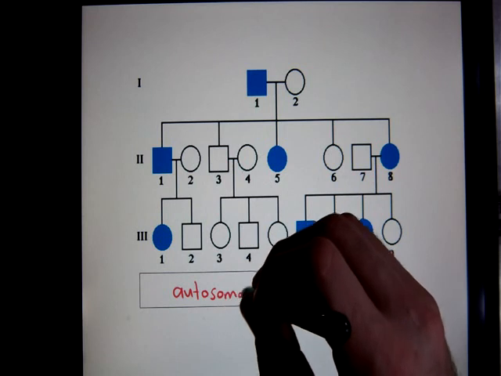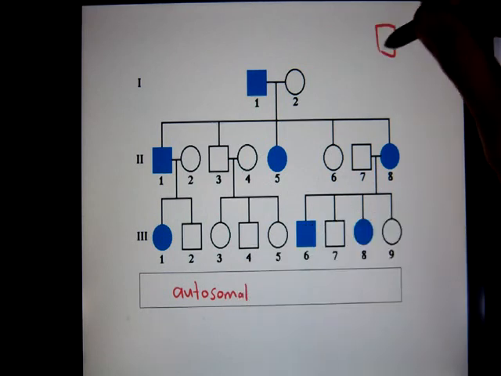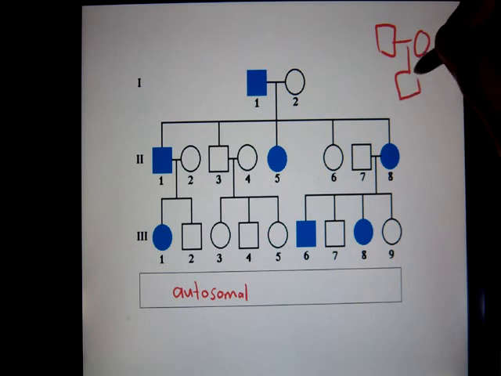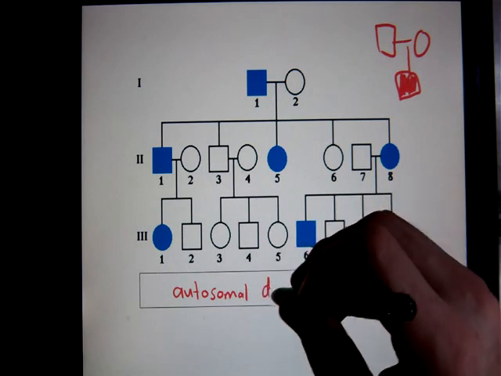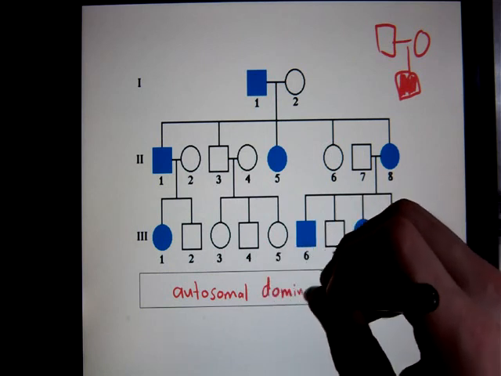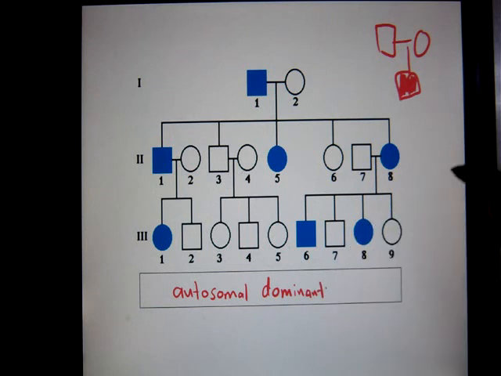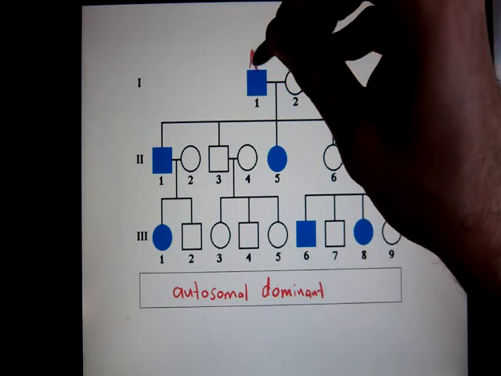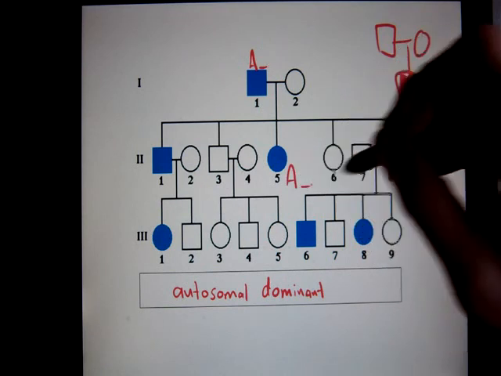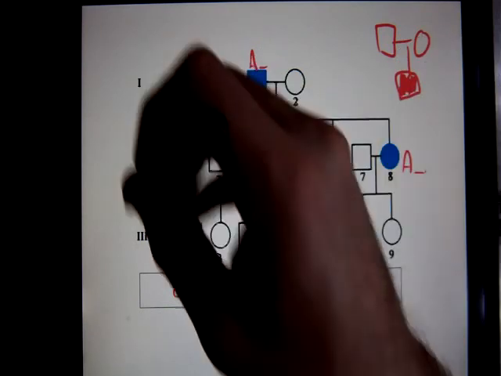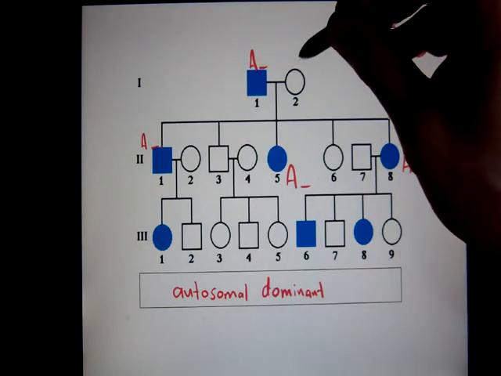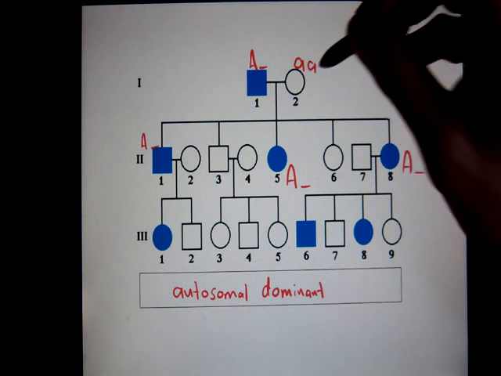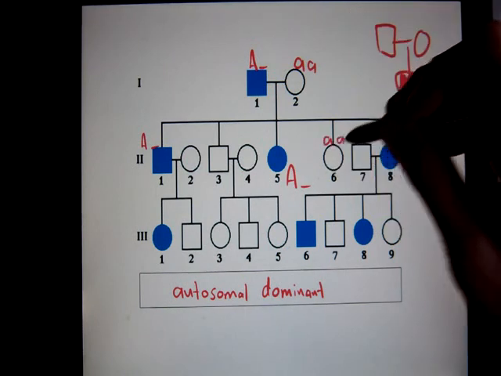Now we determine if it's dominant or recessive. Do we see this situation? Two people who don't have the disease, but they have a kid who does. And no, we don't see that in this pedigree. Because we don't see that, we know that this is autosomal dominant, which means it's the dominant allele that causes the disease. So all of these people that have the disease must have one dominant allele. Everyone who doesn't have the disease doesn't have that dominant allele, so they would have to be both recessive alleles.